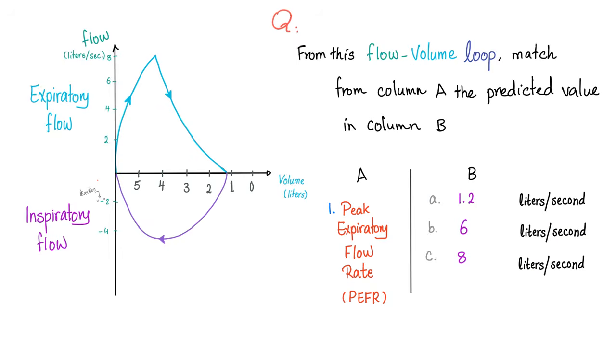Here is another question from this flow volume loop. Match from A to B. What is the peak expiratory flow rate in liters per second? Is it A, B, or C? Now pause, and here is the answer. The peak expiratory flow rate is the greatest flow, and here it happens to equal 8 liters per second, which makes C the correct answer. So easy, it's unbelievable.